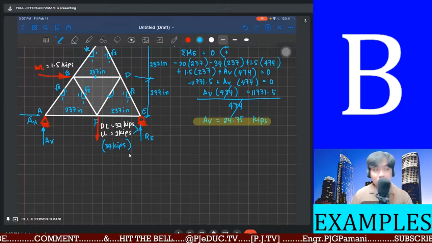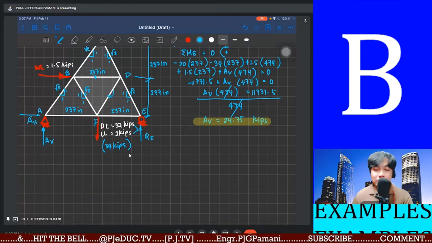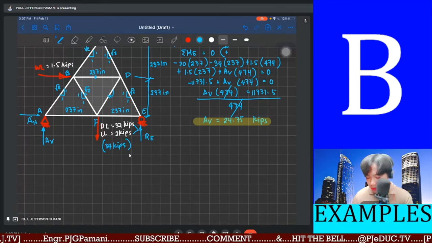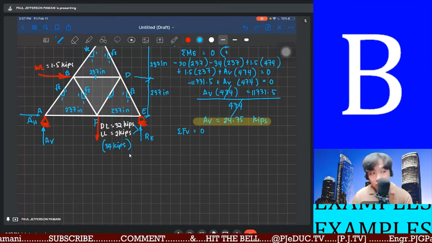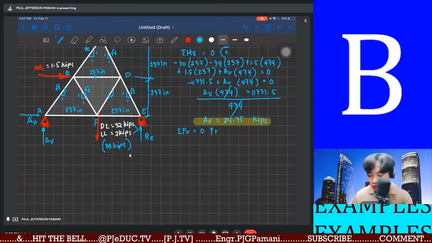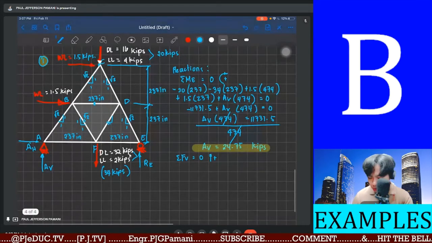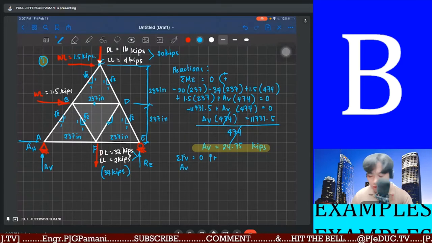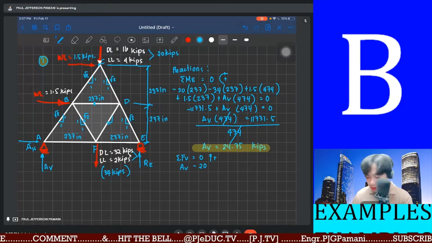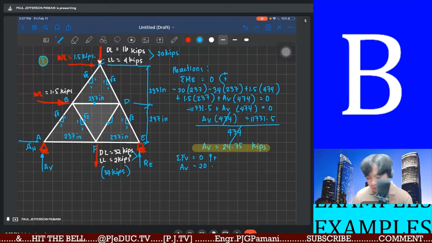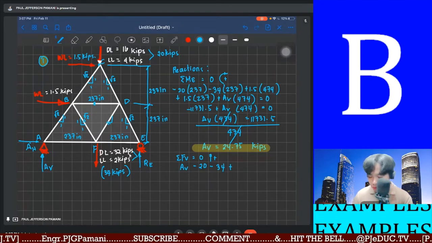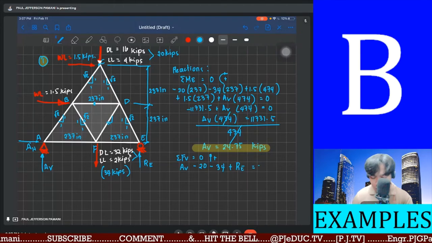Basically, summate lang natin yung ating summation forces vertical. All the vertical forces acting on the given truss system. So, summation forces vertical such that equate that to 0 to put the system in equilibrium. All forces going up is positive. So, what are the forces acting on the y-axis? We have AV confirmed to be positive upward minus the dead load found at joint C of 20 kips downward. Then, the dead load and live load at joint F downward of 34 kips. Then, lastly, the other vertical force is your RE of upward equal to 0.